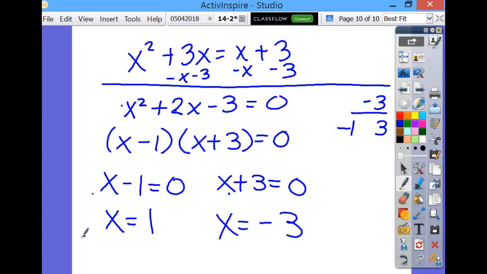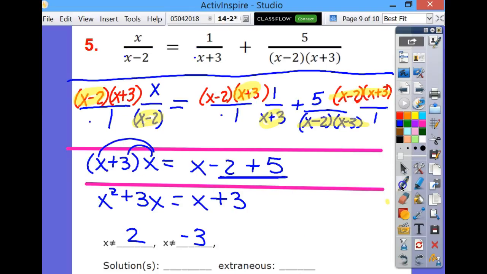Are they really? So, x equals 1. But I already wrote here that x cannot equal negative 3. It can't be equal to 3 and not equal to negative 3 at the same time. And so x equals negative 3 is an extraneous answer. I can't have it equal to negative 3 and not equal to negative 3 at the same time.